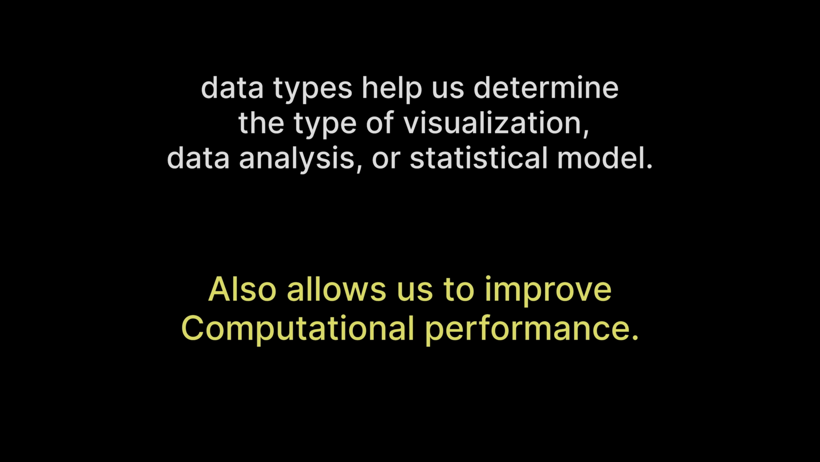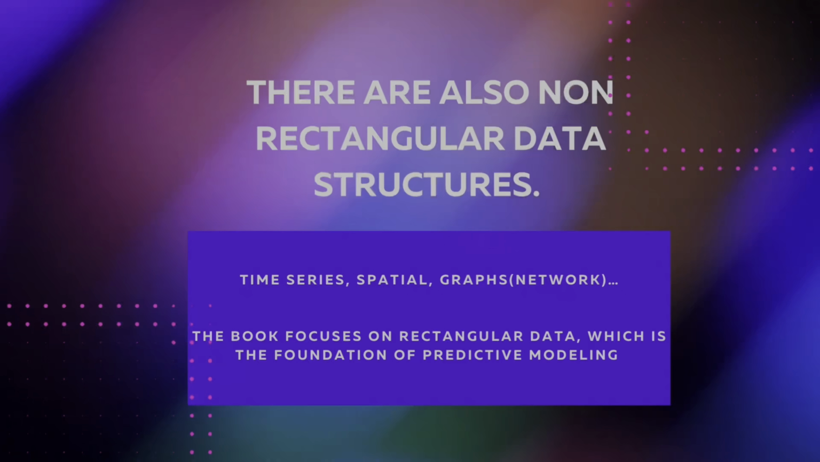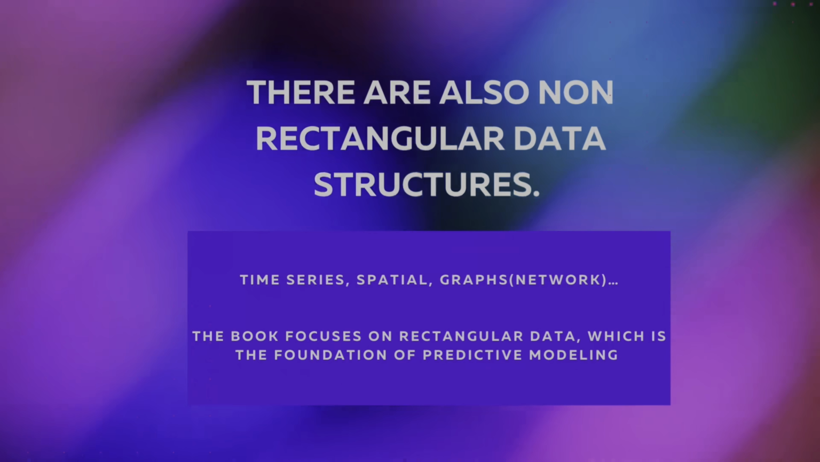Rectangular data is a two-dimensional matrix. We have rows for records and columns indicating features. There are also non-rectangular data structures such as time series, spatial data, or graphs. This book focuses on rectangular data, so that's what we will be talking about. And we will discuss estimates of location such as mean, outliers, weighted mean, and variability metrics such as standard deviation and percentile.